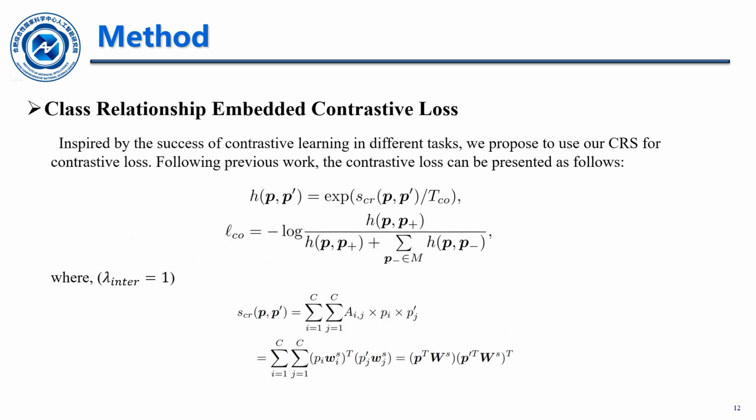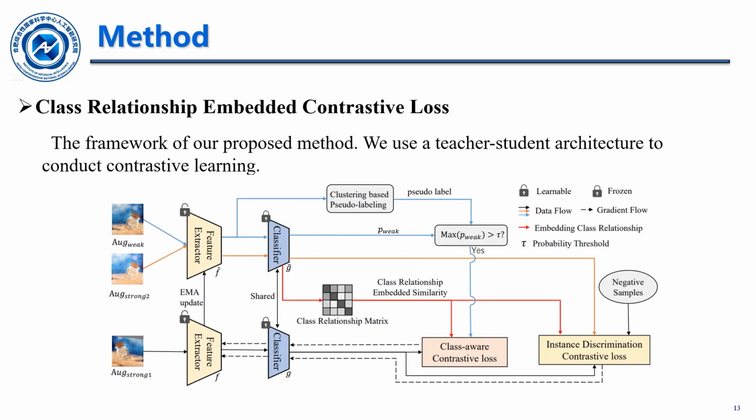Inspired by the success of contrastive learning in different tasks, we propose to use our new similarity for contrastive loss. The contrastive loss consists of a query sample, a key sample, and many negative samples. It makes the query sample close to the key sample and away from negative samples. Original contrastive loss used cosine similarity of features. Here we replace it with our class relationship embedded similarity. To conduct contrastive loss, we use a teacher-student architecture following MoCo. The query feature is the probability produced by the student model. And the key features and negative features are probabilities from the teacher model.